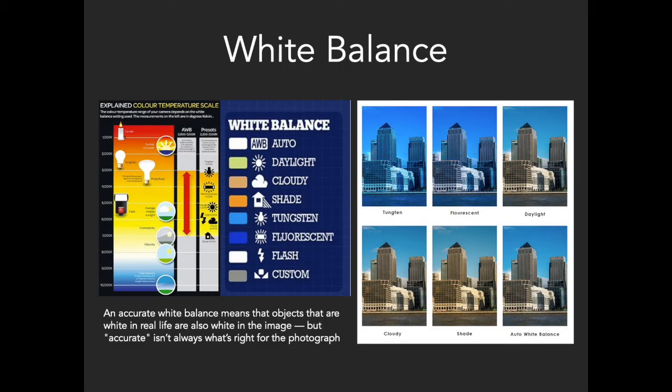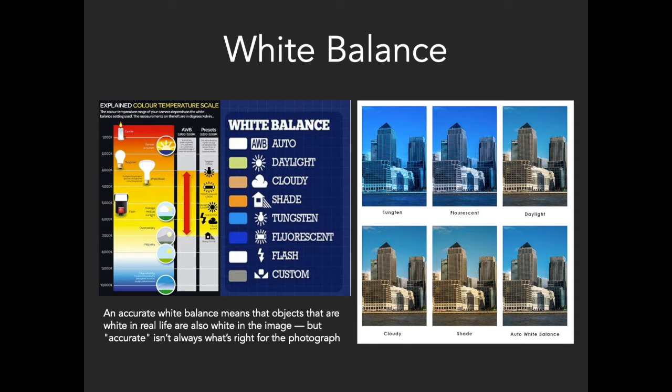So you can tell your camera what kind of light you are shooting, whether it's warm or cold, natural or artificial, by changing the white balance in your camera. Adjusting the white balance on the Kelvin scale in custom mode is the equivalent of manual mode for exposure. It gives the photographer complete control over the white balance. So an accurate white balance means that objects that are white in real life are also white in the image. But accurate is not always what's right for the photograph. You might want to have a warmer or a colder photograph because you are trying to achieve a certain mood or atmosphere.